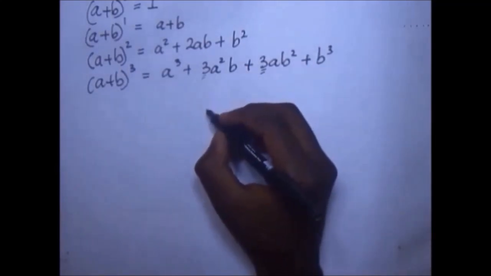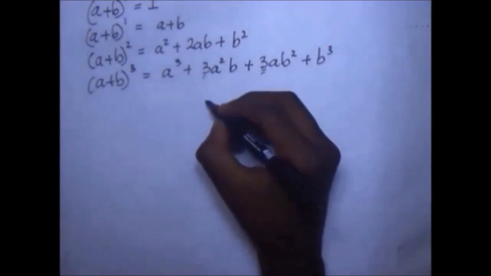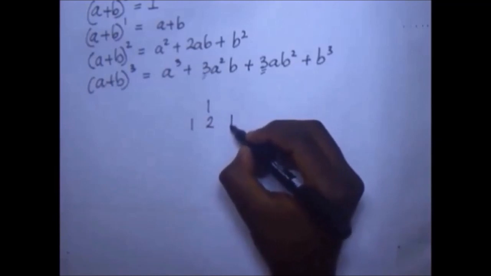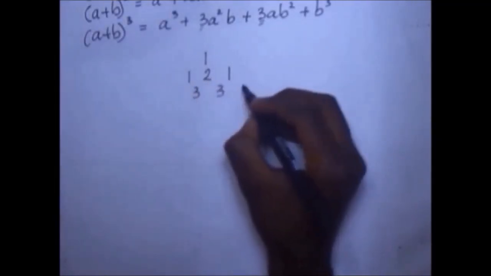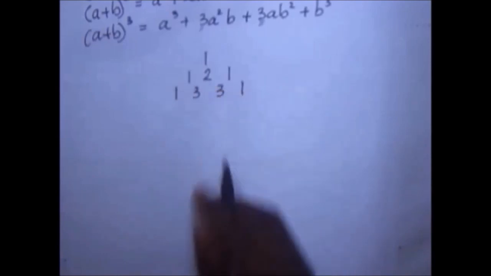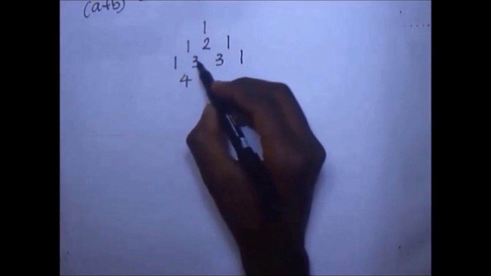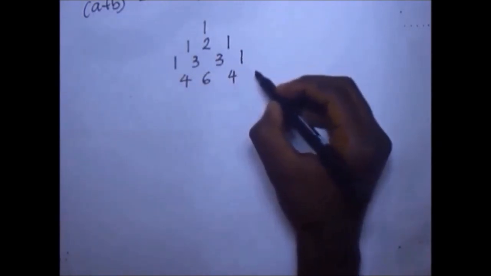So we shall begin. Pascal's triangle goes like this. We have here 1, then 1, 1. Then 1, 2, 1, where 1 plus 1 is 2. We proceed: 2 plus 1 is 3, 2 plus 1 is 3. Here is 1, here is 1. Next row: 3 plus 1 is 4, 3 plus 3 is 6, 3 plus 1 is 4. Then we put a 1 at each end.